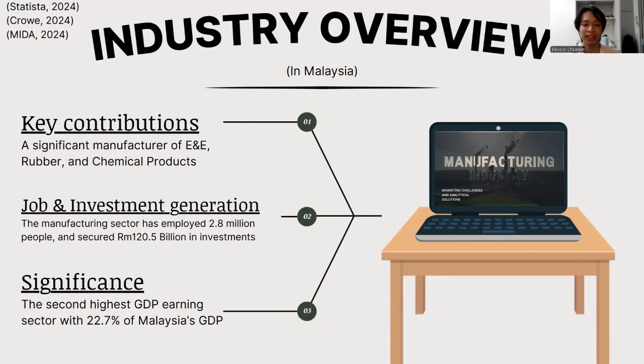The manufacturing industry is also the second highest GDP earning sector with 22.7% of Malaysia's GDP, which is behind the first highest GDP earning sector, which is the service sector, with 53.5% of Malaysia's GDP.